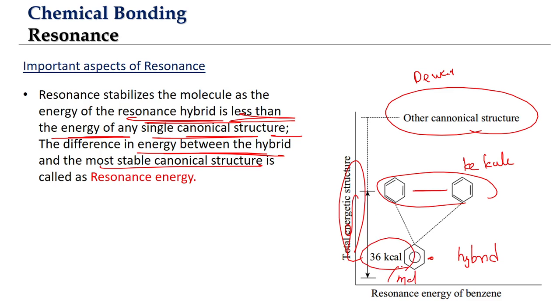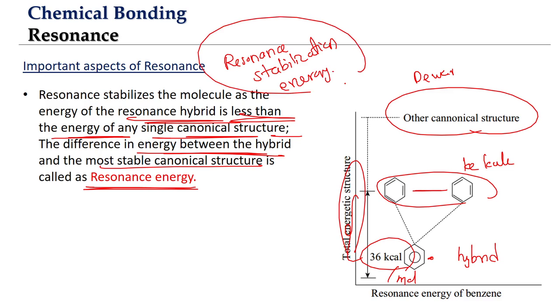So this energy is what you call resonance energy or resonance stabilization energy. What do we call the energy as? Resonance energy or resonance stabilization energy. So what is it? It is the energy difference between the most stable canonical form, in case of benzene, what is it? Kekulé structures, and the resonance hybrid. So this talks about the amount of stability that resonance is able to bring to the compound.